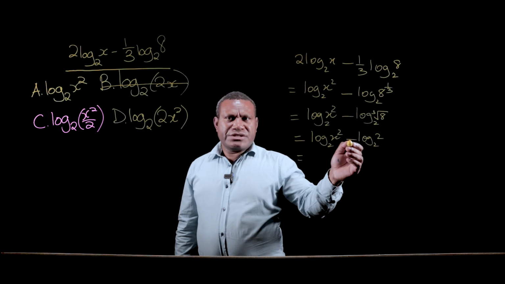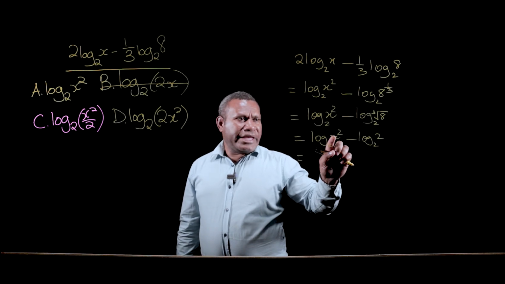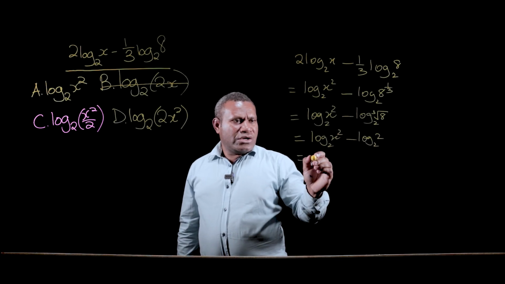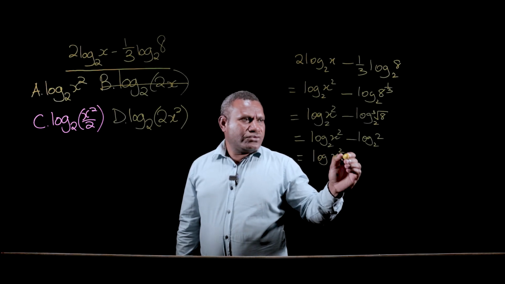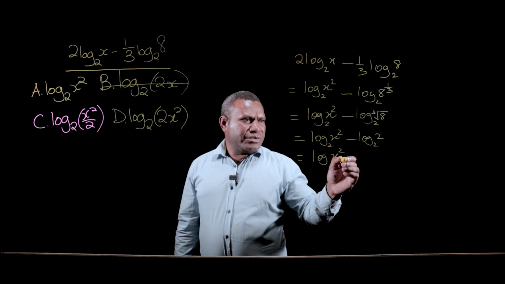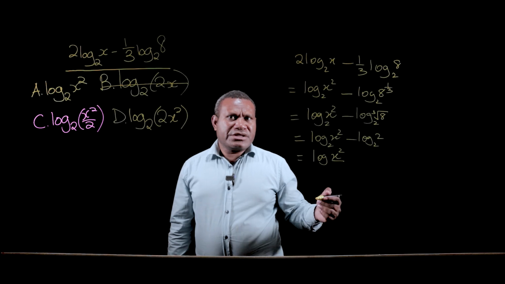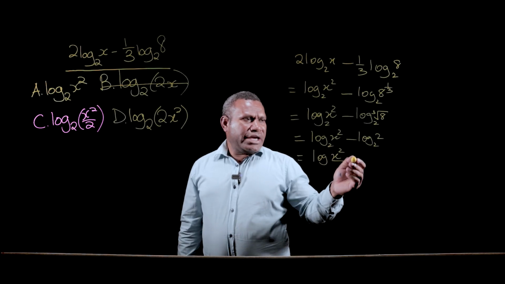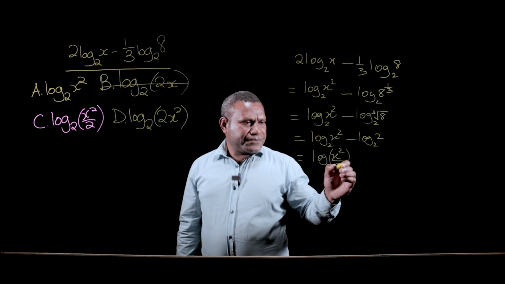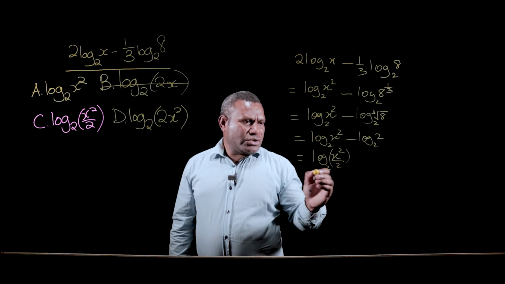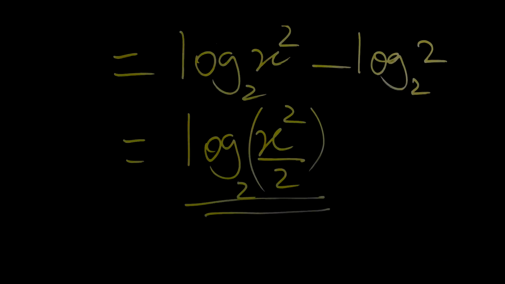So when we have subtraction, we are dividing x squared by 2. So we write log x raised to the power of 2 divided by 2, to base 2. We're now removing the subtraction sign here and replacing it with a division. So what we have done is we have proved our answer using the logic.